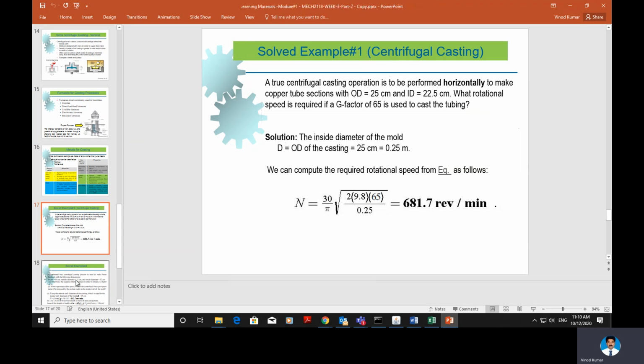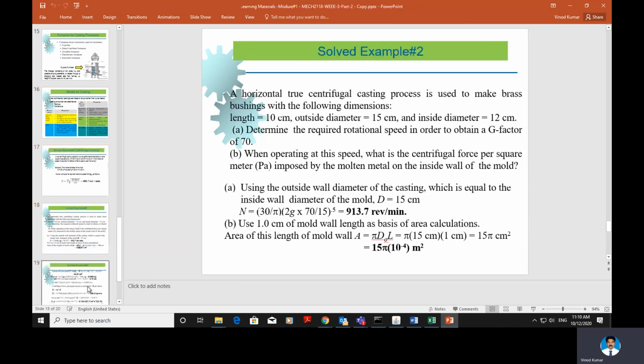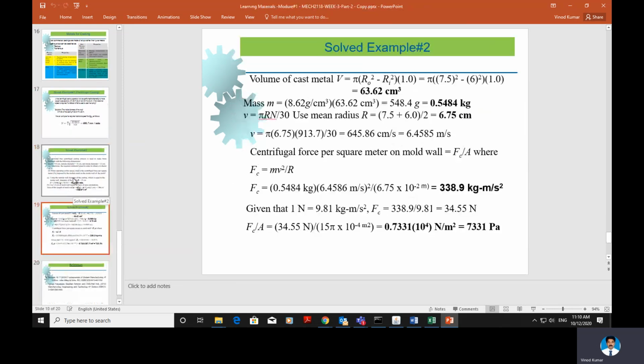Another example is given here. Please go through it, and we are going to discuss this example in detail in our tutorial class. Till that time, please go through the tutorial and the solved example, how to solve it, and we will discuss it in detail in the tutorial.